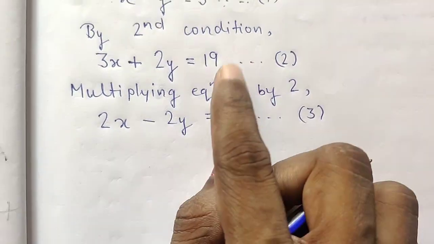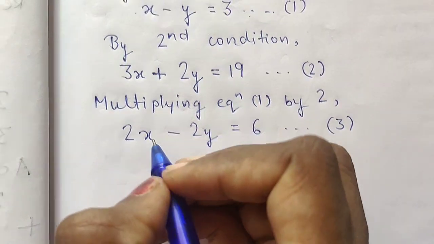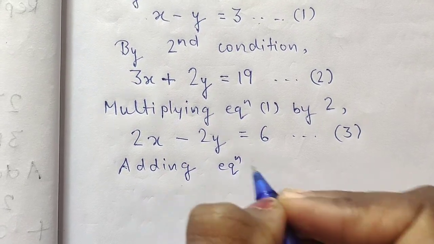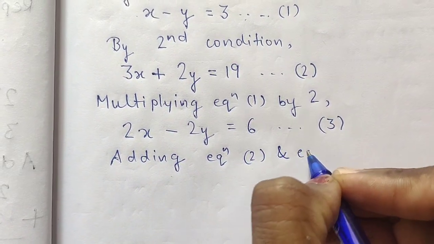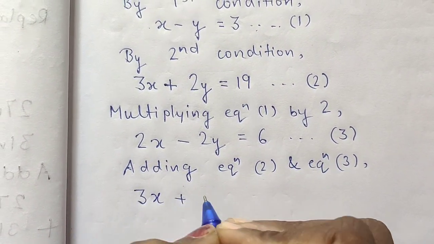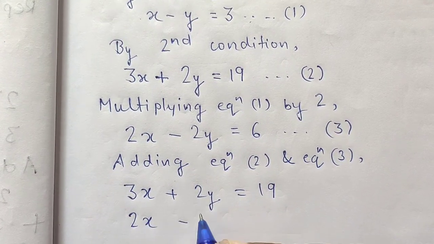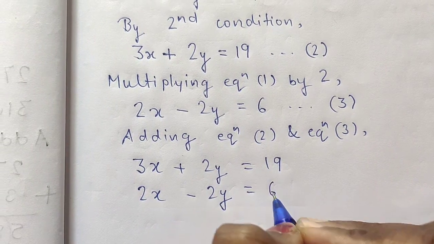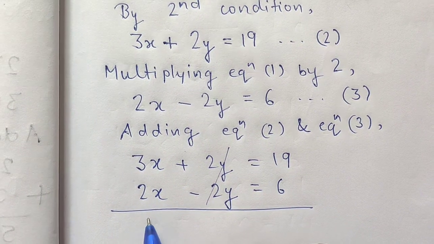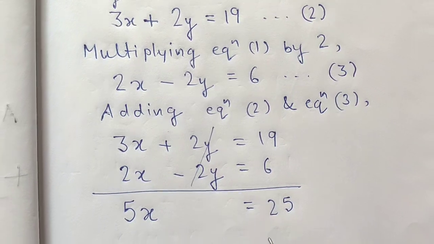Now what we will do? We will add equation 2 and equation 3 so that 2y and minus 2y get cancelled. So let us add. Equation 2 is 3x plus 2y equals 19, and equation 3 is 2x minus 2y equals 6. 2y minus 2y get cancelled. 3x plus 2x becomes 5x. Here you will get 19 plus 6, that is 25.